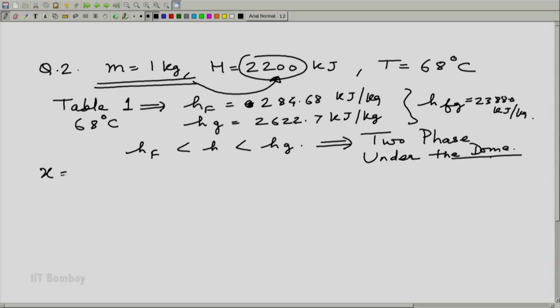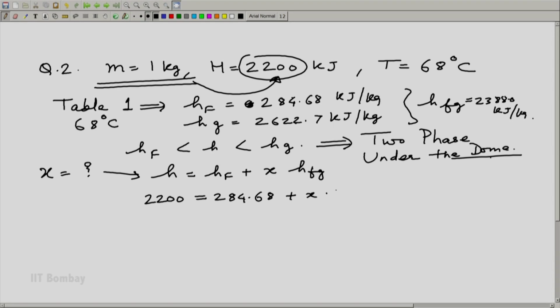We first want to get the value of x. And how do we get the value of x? Because now we know the formulation that H is equal to HF plus x time HFG. What is the H value given to us is 2200 kilojoule per kg is equal to HF, which is 284.68 plus x time HFG, which is 2388 as given over here. From here what we get is x is equal to 0.8192. This is very important.